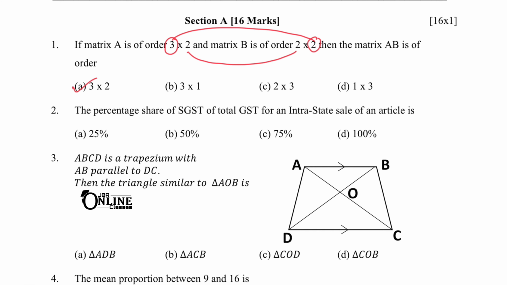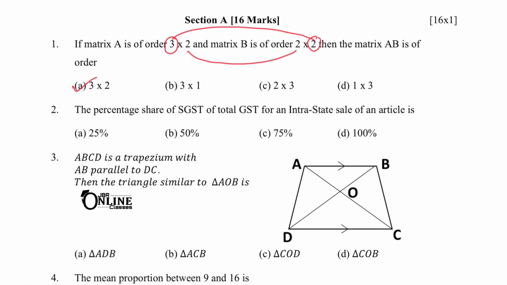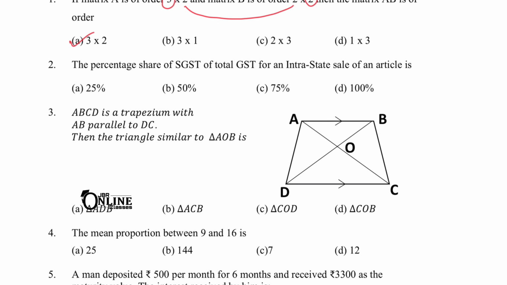Next one, the percentage share of SGST in the total GST of an interest rate. So here, SGST will be half of the GST. Half means here 50%. So that is your answer.